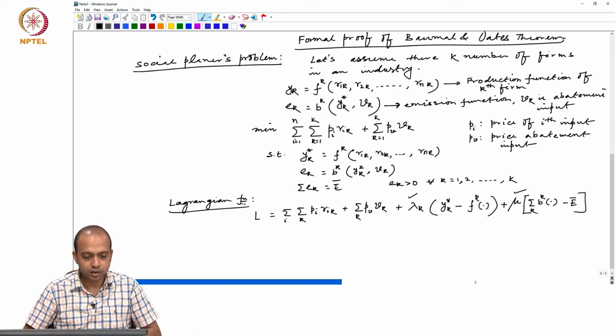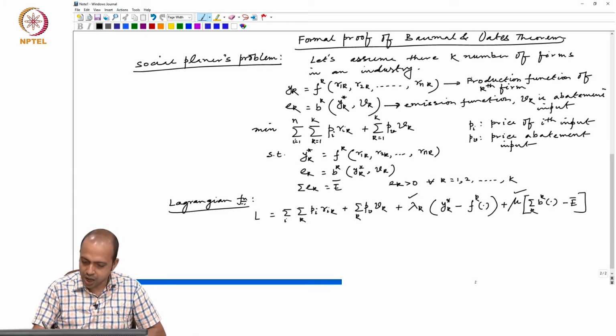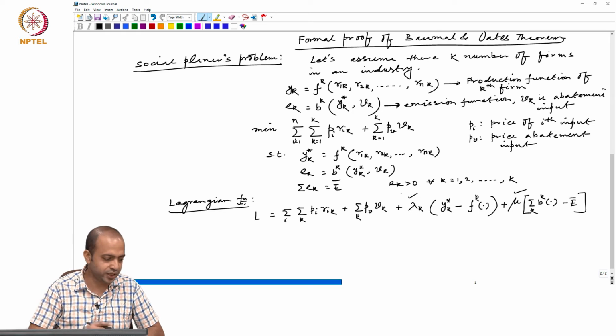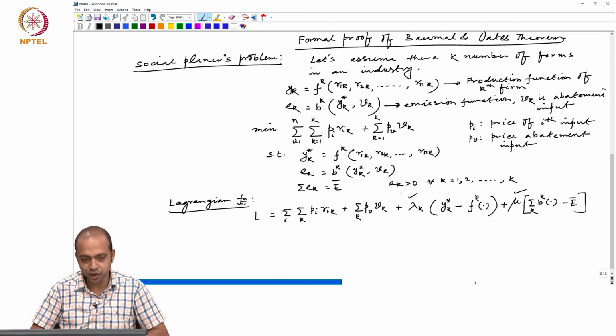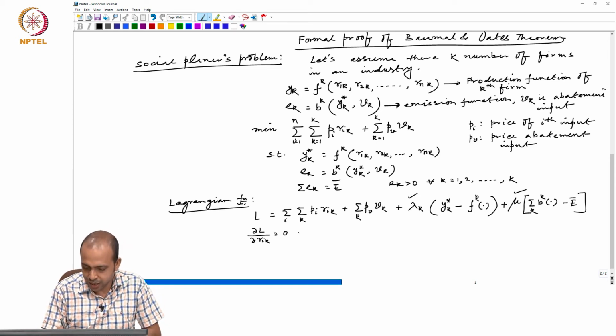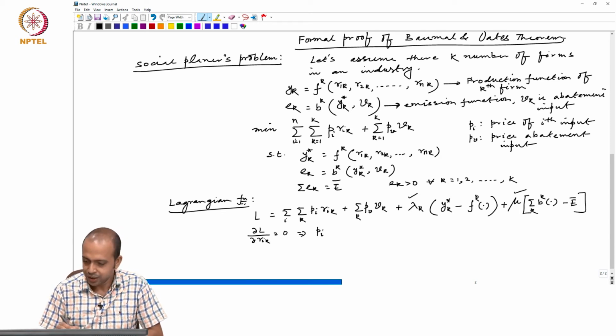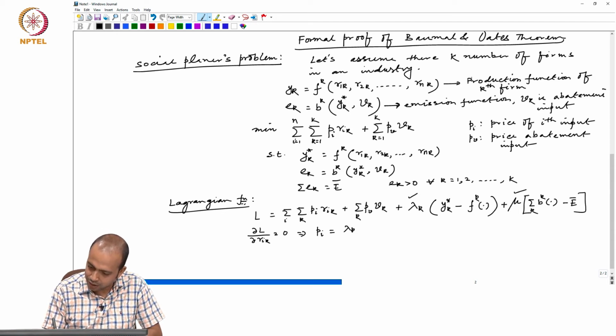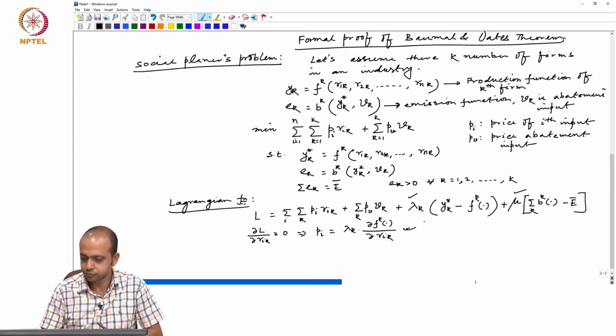And what is our control variable here? The control variables here are Rik, that means the amount of input used for production, and Vk, the amount of input used for abatement. Rik and Vk are the two control variables. So, the minimization requires differentiating this Lagrangian function with respect to Rik and setting it equal to 0, and that implies that Pi minus lambda k into del fk del Rik equals 0. So, I can write Pi equals lambda k into del fk del Rik. This is one condition.